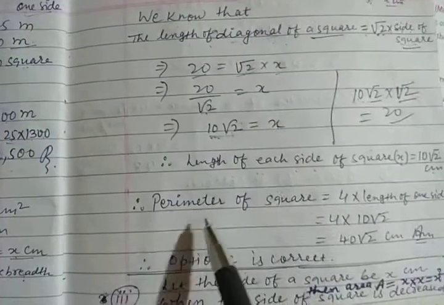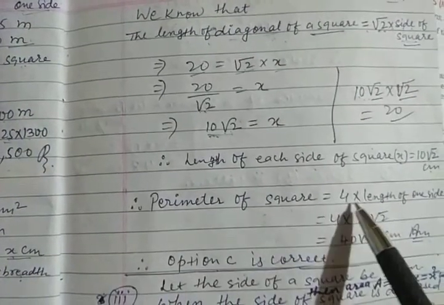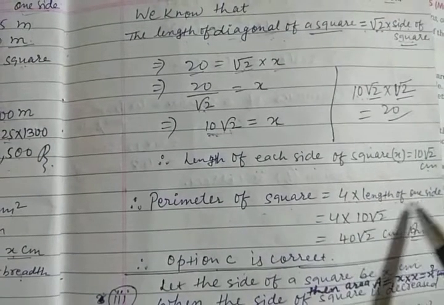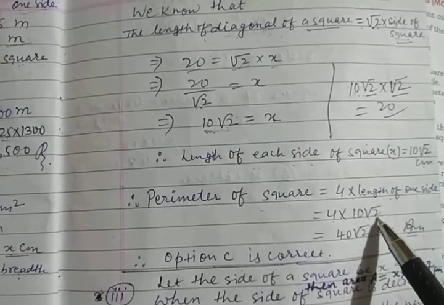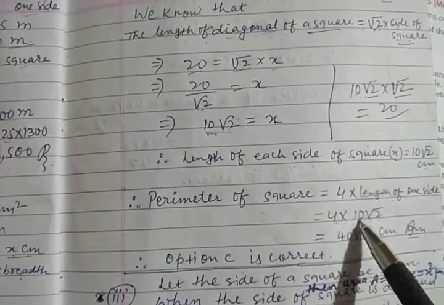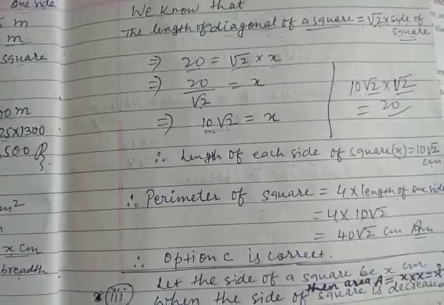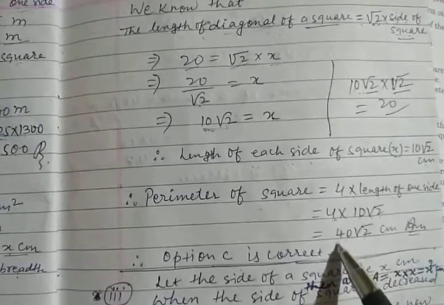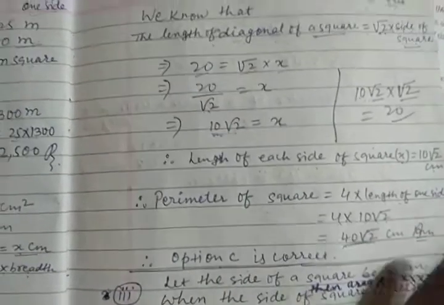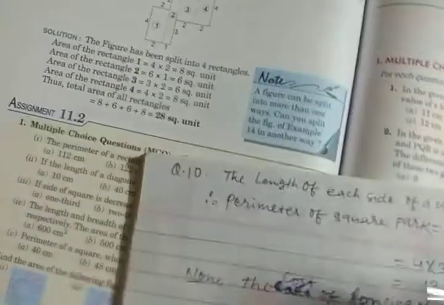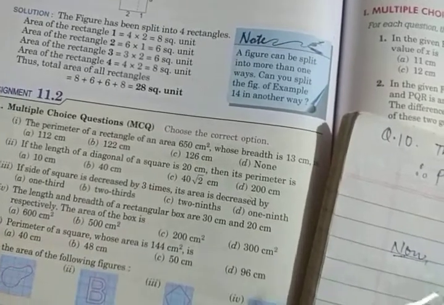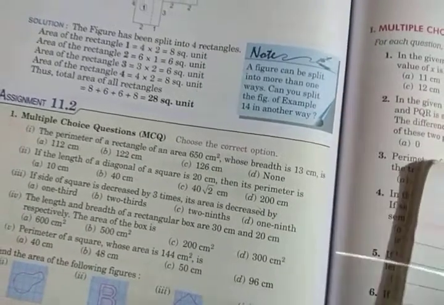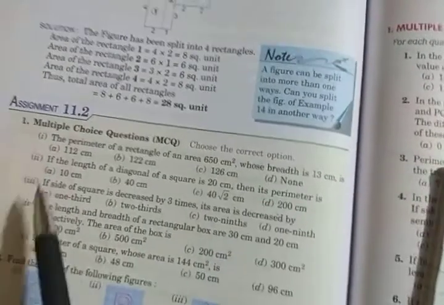Now the perimeter of a square is 4 times the length of one side, which means 4 into 10 root 2, and 4 tens are 40 root 2. So option C is correct. You have given here option C is correct. Now question number 3.